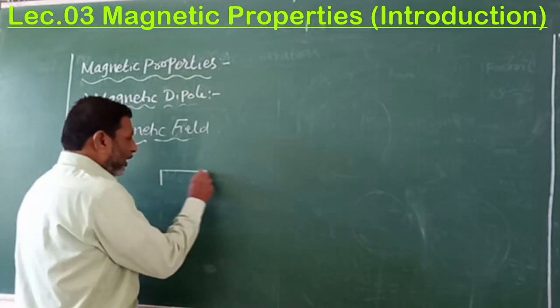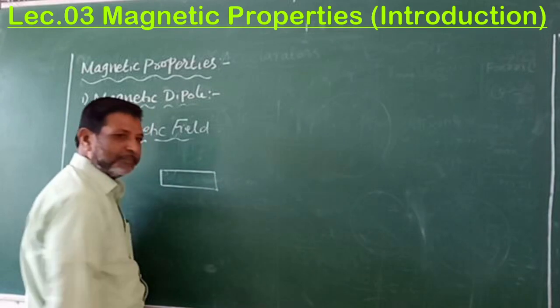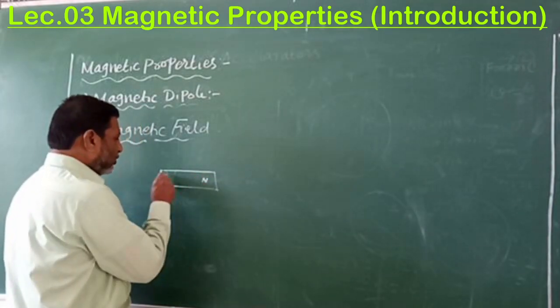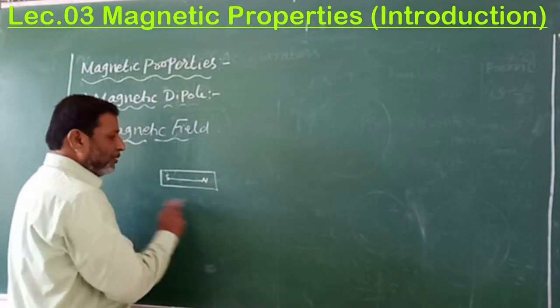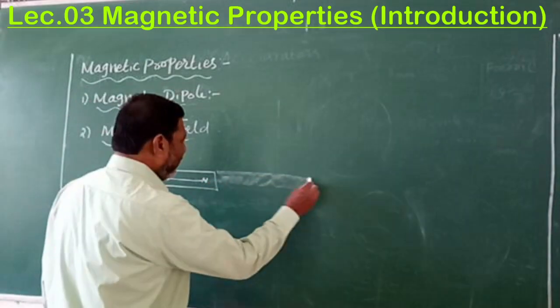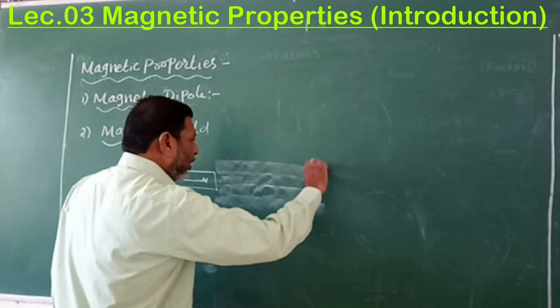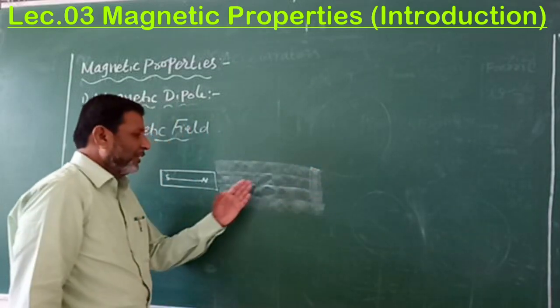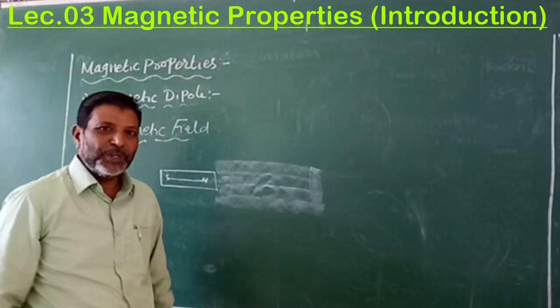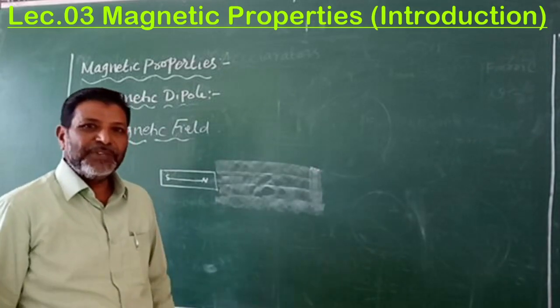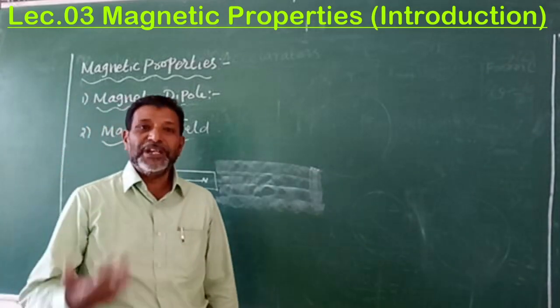This is a bar magnet, isn't it? Then north and south poles. Now, if it is a magnet, it produces the magnetic field like this. Now, how do we realize that there is a magnetic field here? We can't see a magnetic field with our eyes, no. But how to realize it?